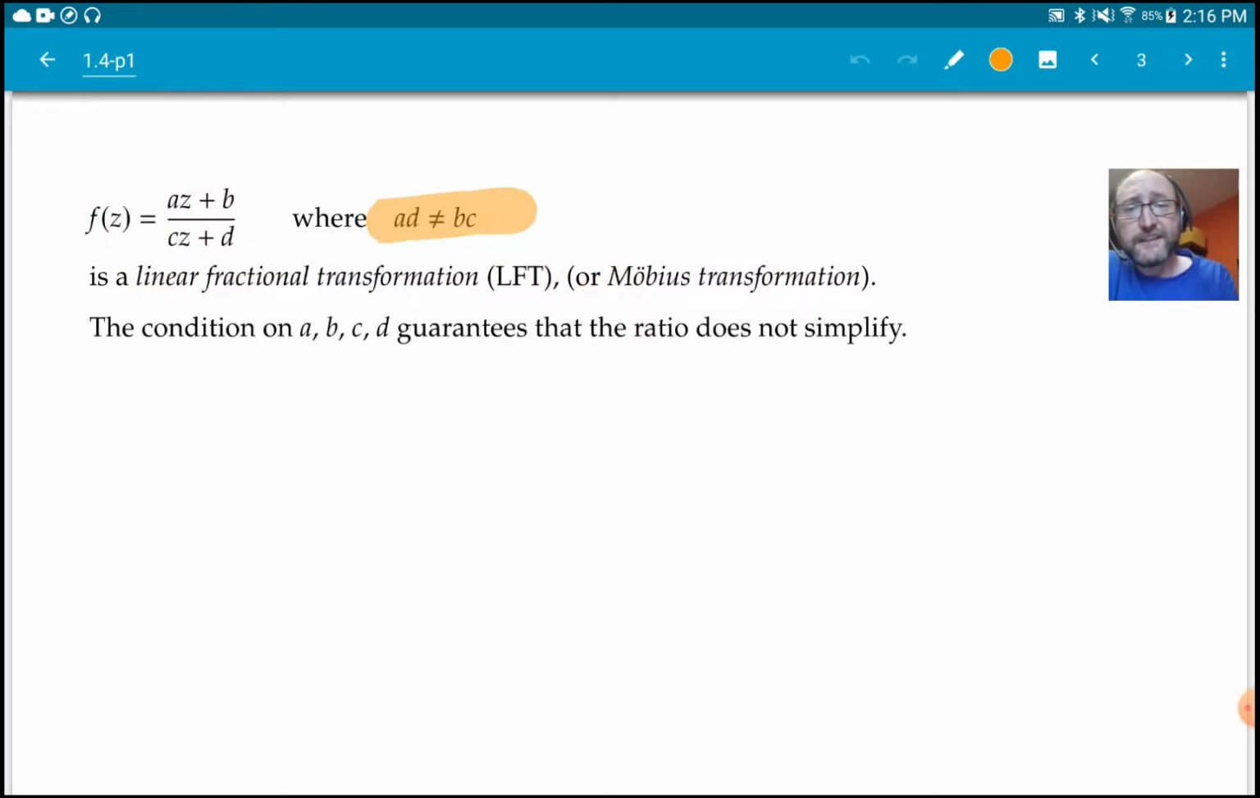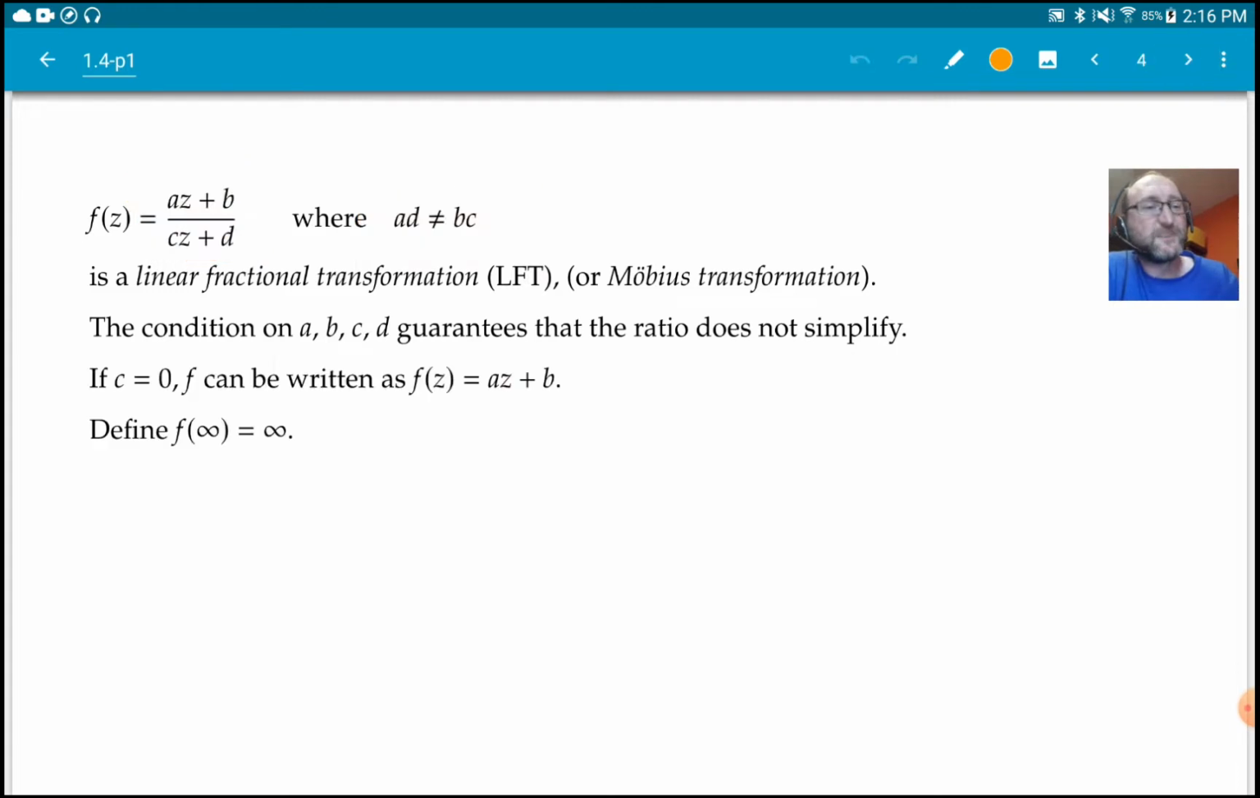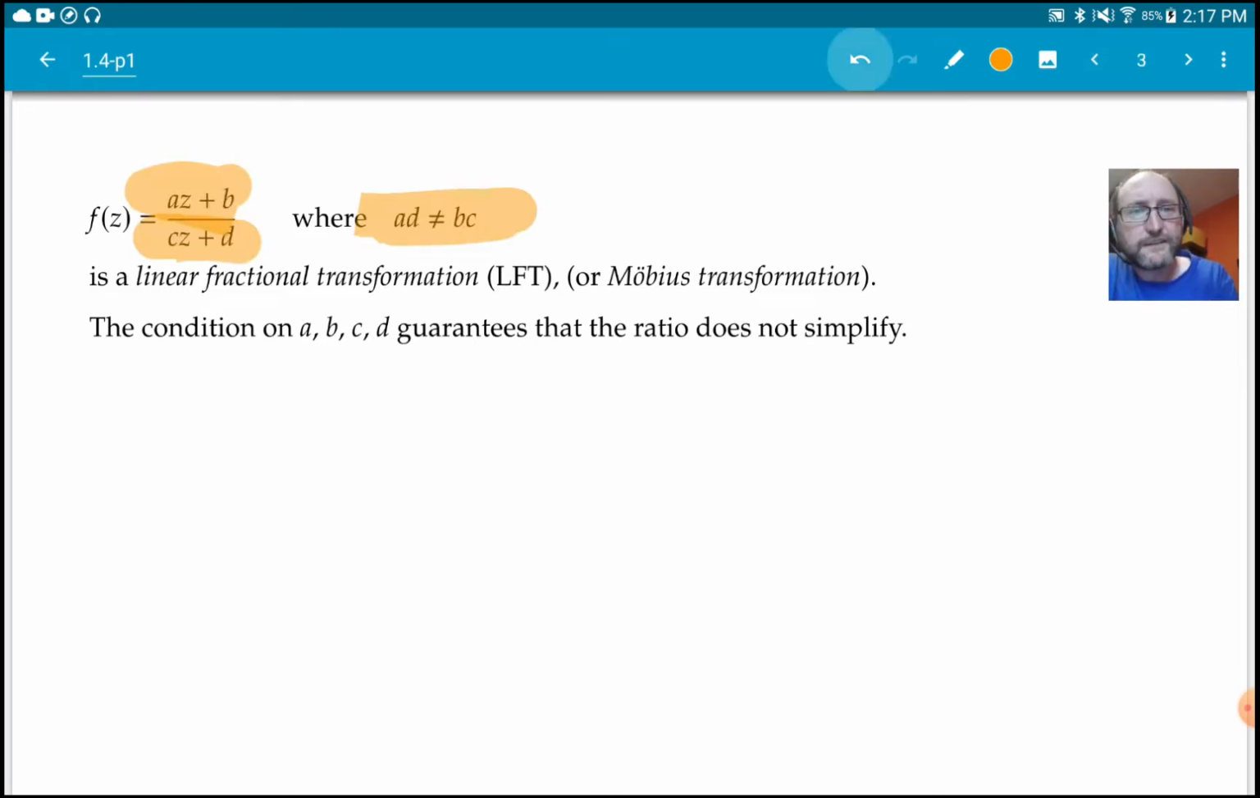Now, this condition guarantees that the ratio does not simplify, because if it simplified, we'd just get a constant, and we don't want this to be constant. It also makes sure, if you look at the denominator, that you cannot have both C and D equal to 0, so you cannot divide by 0 either. If both C and D are 0, then this condition is not satisfied.